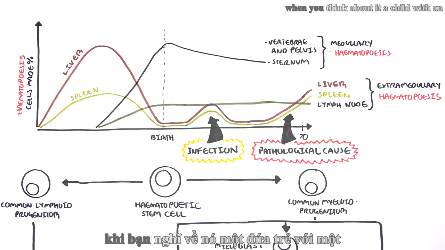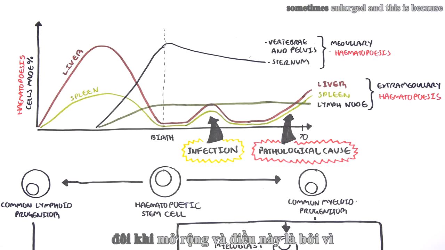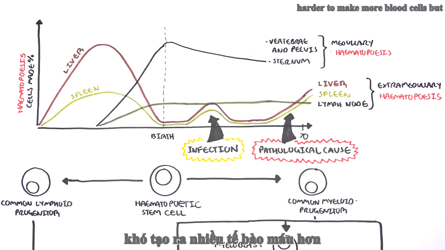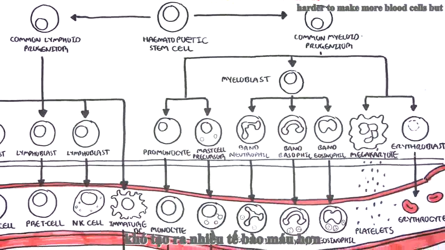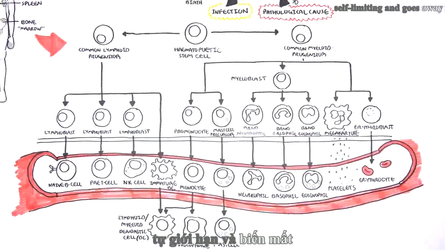When you think about it, a child with an infection, their liver or spleen can sometimes enlarge. And this is because the spleen or the liver is working harder to make more blood cells. But this is usually self-limiting and goes away.